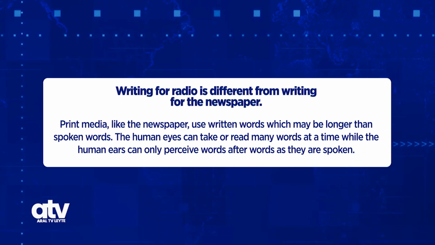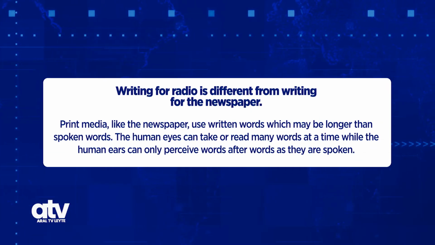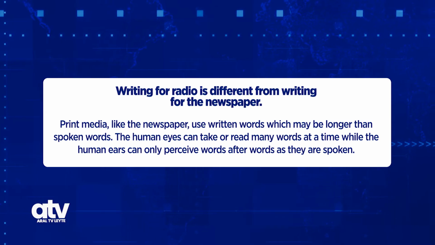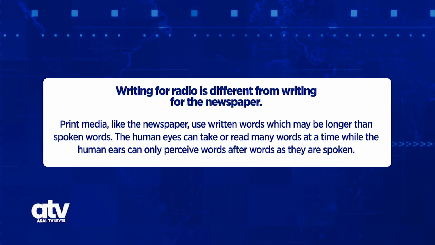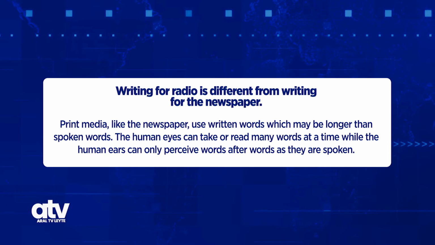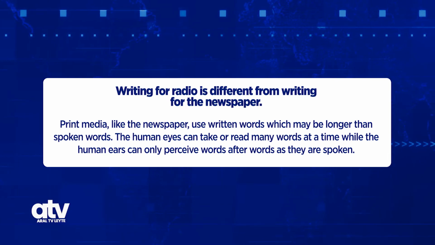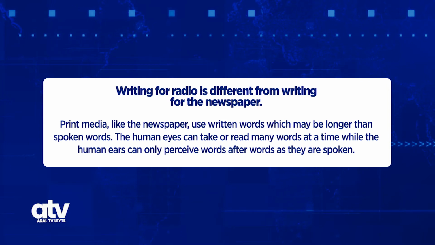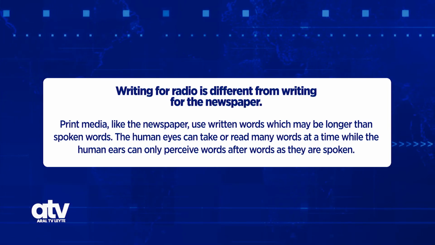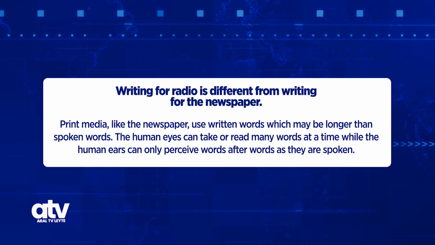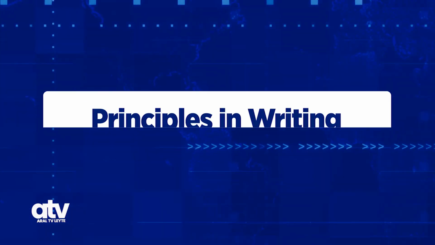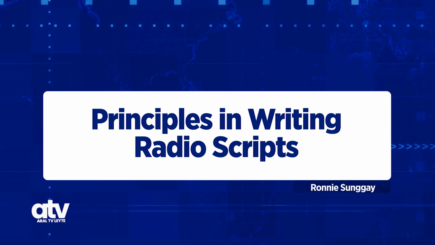Writing for radio is different from writing for the newspaper. Print media like the newspaper use written words which may be longer than the spoken words. The human eyes can take or read many words at a time, while the human ears can only perceive words after words as they are spoken. The following are the principles in writing radio scripts.